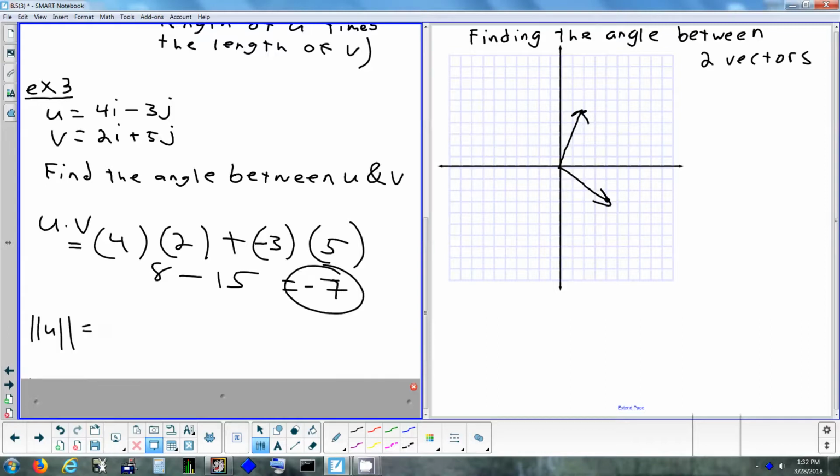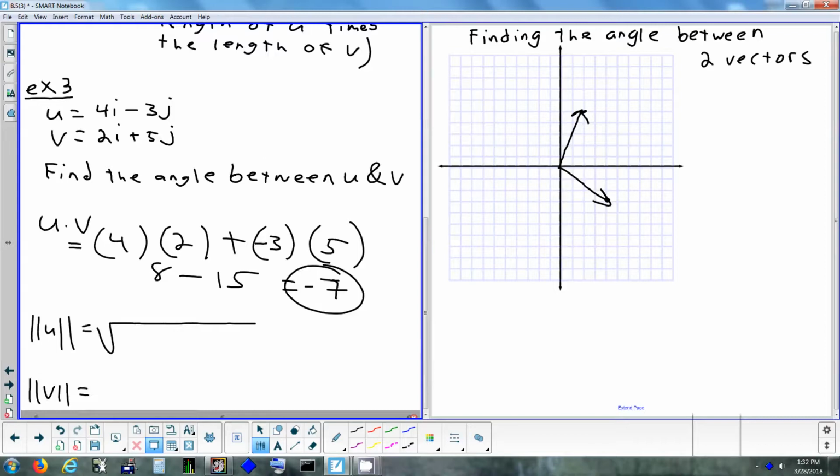The next thing I need is the magnitude of u. I'll go through this one and then I'll ask someone how to do the magnitude of v. So we square each component, add them up and take the square root. We get 16 plus negative 3 squared, which is 9. 16 plus 9 gives me 25, and the square root is 5. So now we've got the second thing, the magnitude of u.